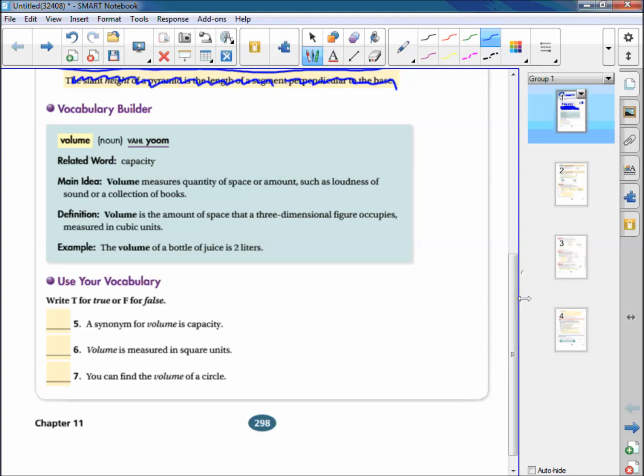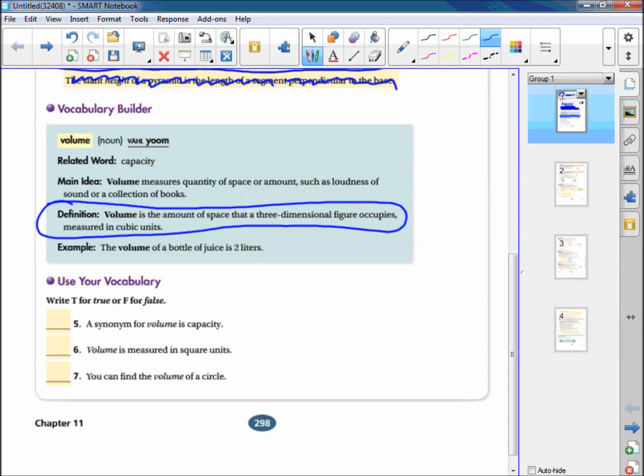Vocabulary builder, volume. A related word is capacity. Main idea: volume measures the quantity of space or amount, such as the loudness of sound or a collection of books. Definition: volume is the amount of space that a three-dimensional figure occupies, measured in cubic units. So this is our important one for volume for math definition. The volume of a bottle of juice is 2 liters.